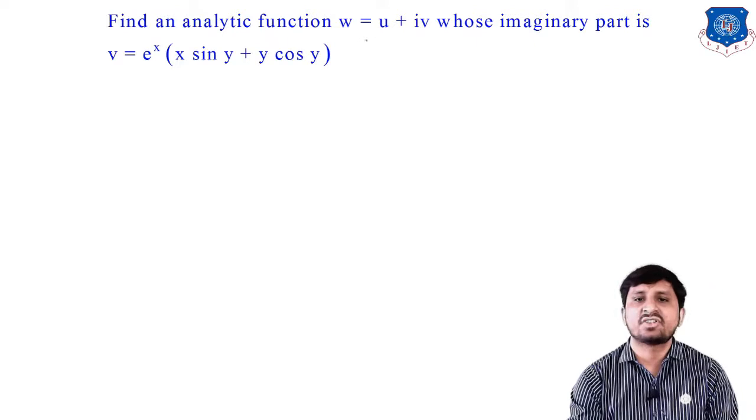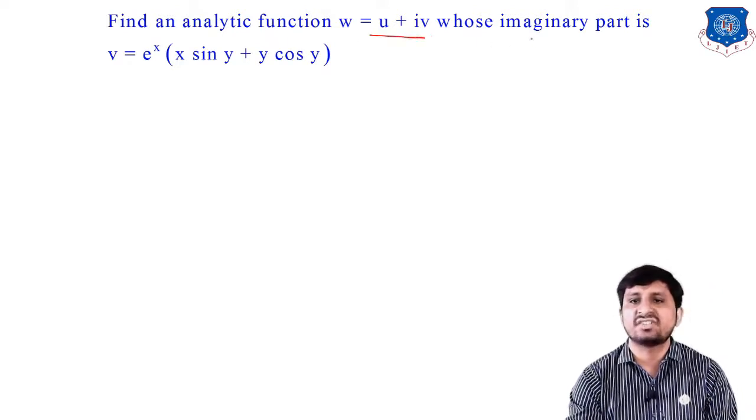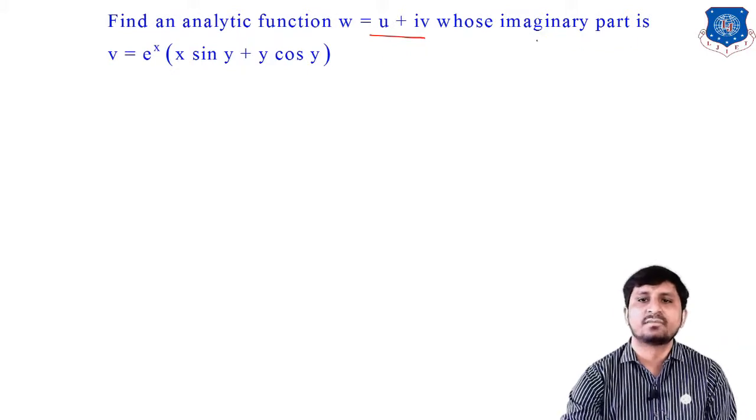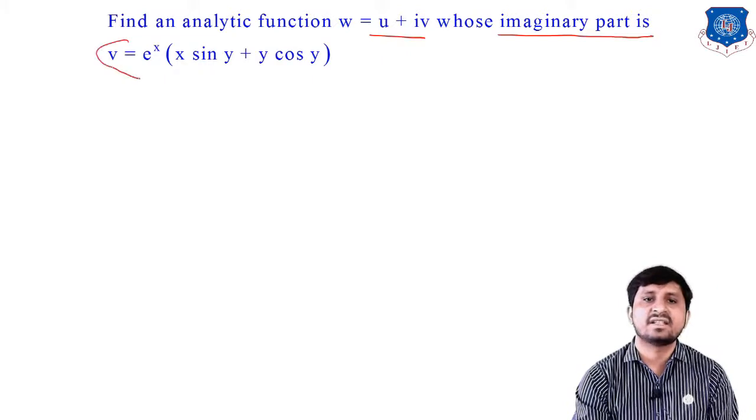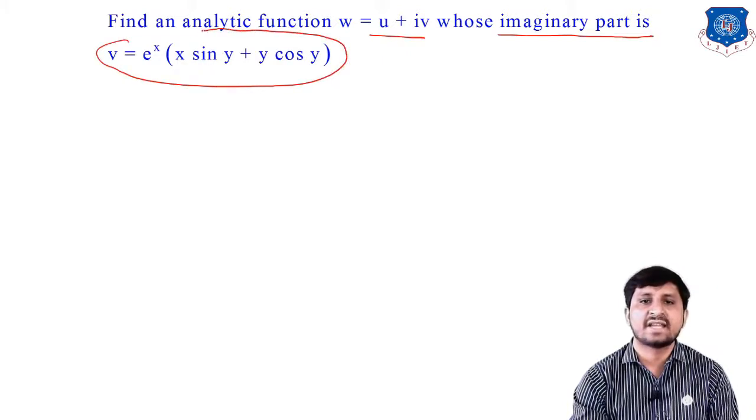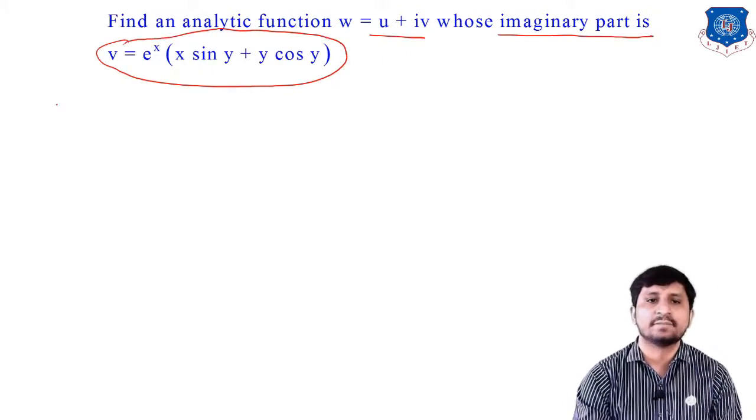Find an analytic function w equal to u plus iv whose imaginary part is given, and that is v. What is my v? v equals e raised to x into x sin y plus y cos y.